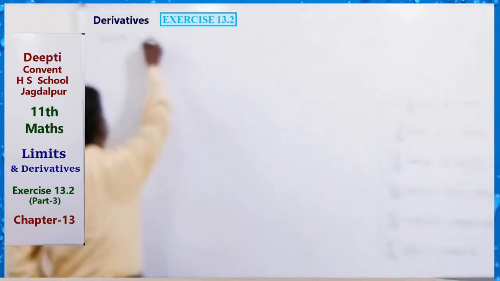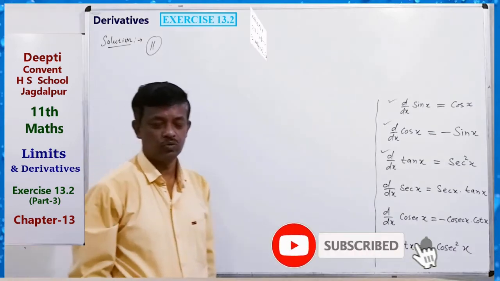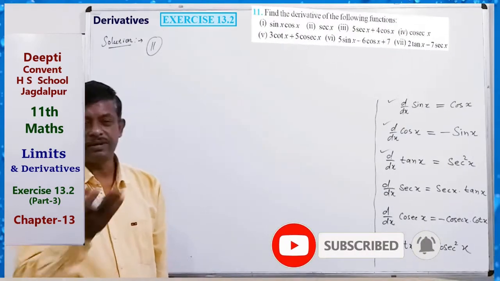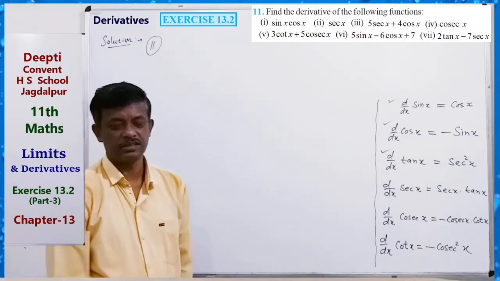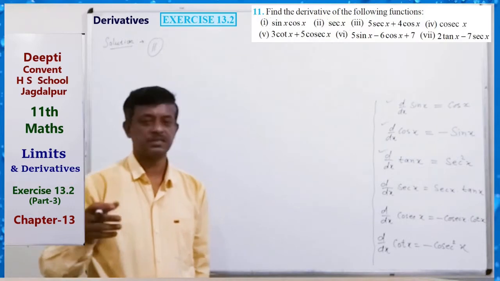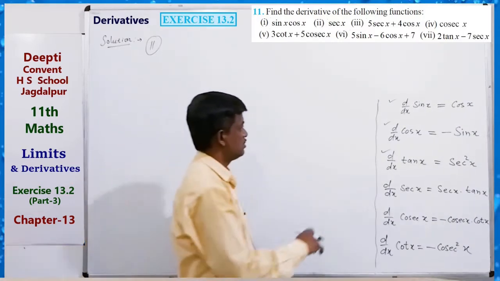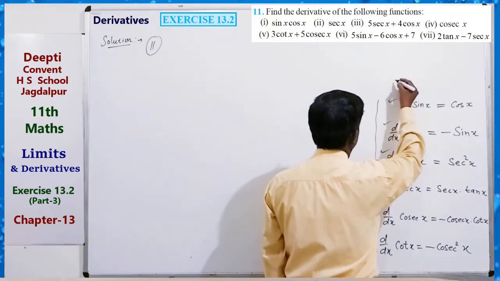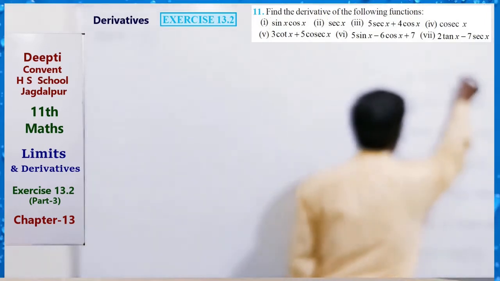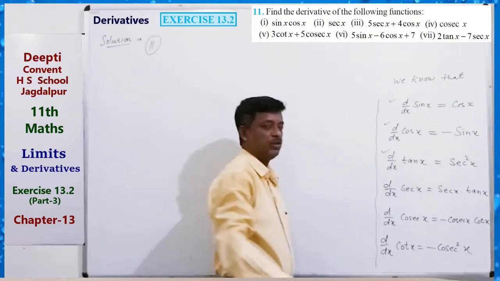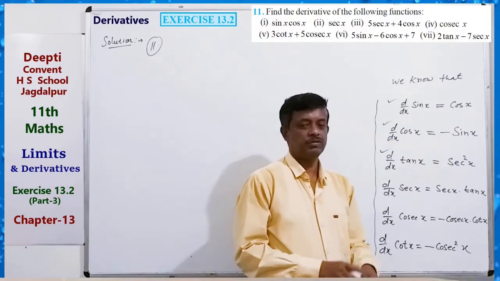Question 11 of exercise 13.2. Here, find the derivative of the functions given as sin x cos x, sec x, and 5 sec x plus 4 cos x. First of all, note down that we know these formulas, as you can read. Sin, cos, tan, whenever we get these.